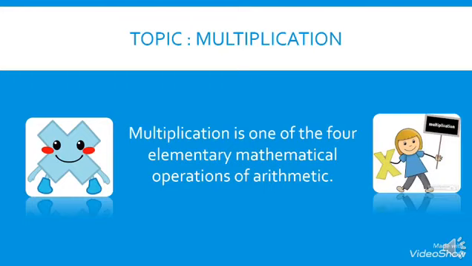Today I will teach you the topic multiplication from page 9 and 10 of your Countdown book. In previous classes we learned to multiply up to 5-digit numbers by up to 3-digit numbers. Now in this class we will learn to multiply 6-digit numbers. Multiplication is one of the 4 elementary mathematical operations of arithmetic.